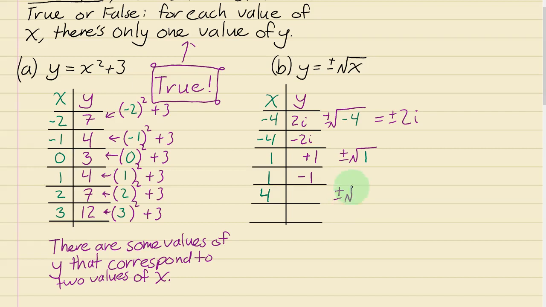That gives you the positive or negative square root of 4, which you can then write as plus or minus 2. So that gives you either 2 or -2. All right, so let's answer this other question. Is it true or false that for each value of x, there's only one value of y? And looking at this, I can say, no, that's not true. Each of these values of x that we have in the table here goes with two values of y.